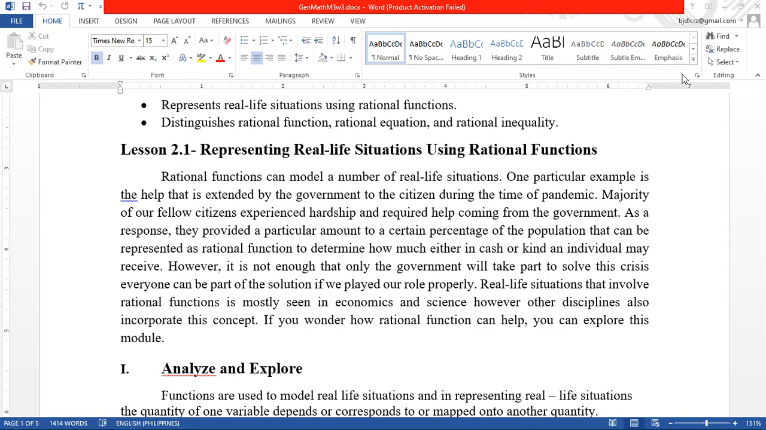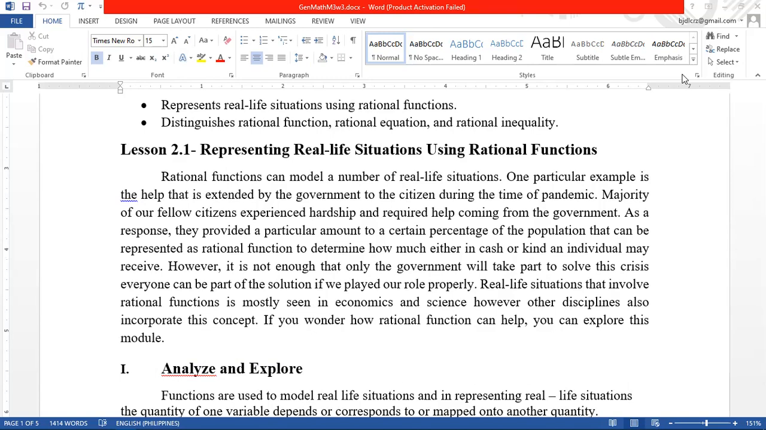However, it is not enough that only the government will take part to solve this crisis. Everyone can be part of the solution if we play our role properly. Real-life situations that involve rational functions are mostly seen in economics and science. However, the other disciplines also incorporate this concept. If you wonder how rational functions can help, you can explore this module.